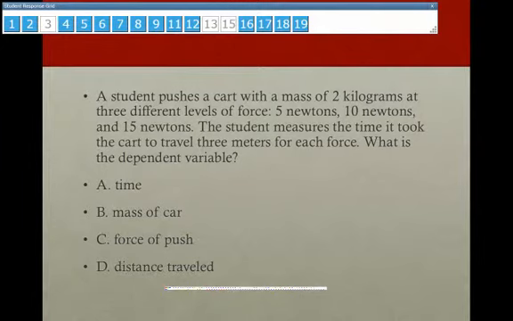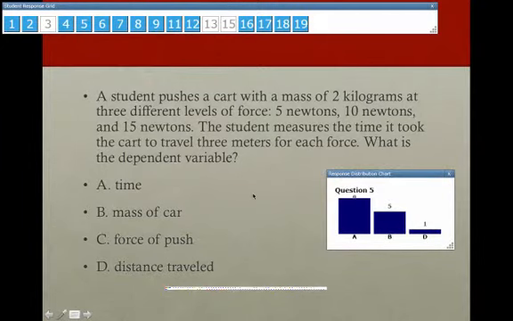Who put A? Answer is A. Yes, the time. Good job, guys. The mass of the car. Do we change the mass of the car at all? No, it stays at 2 kilograms, so that's not a variable. Force of the push, we change that, but the student is changing that, so it's not dependent on anything. So the force of the push is the independent variable. And then distance traveled, it's always the 3 meters.